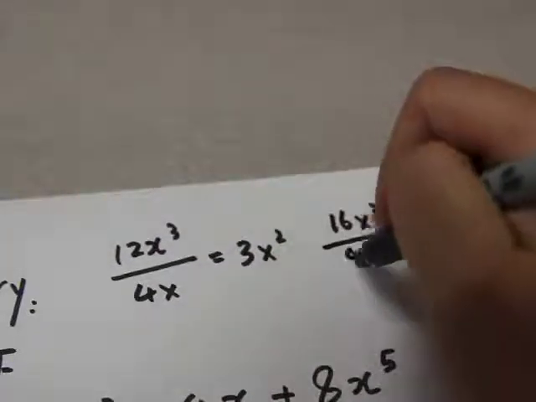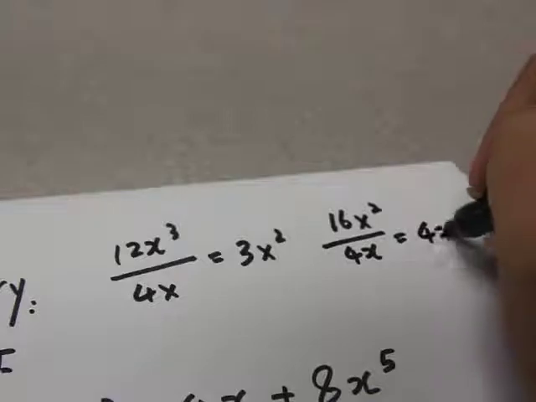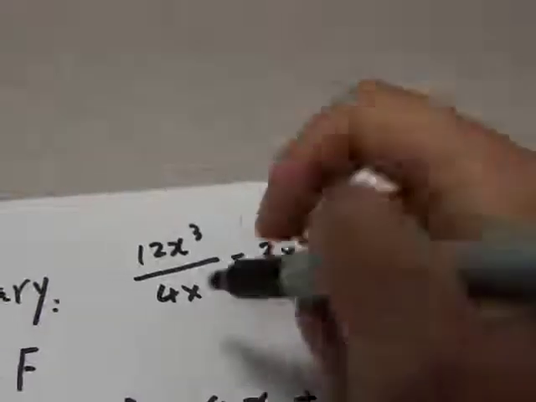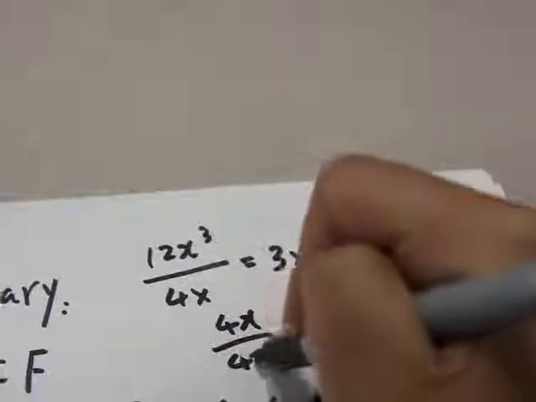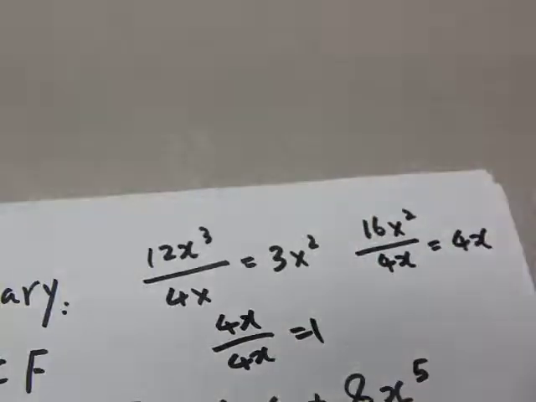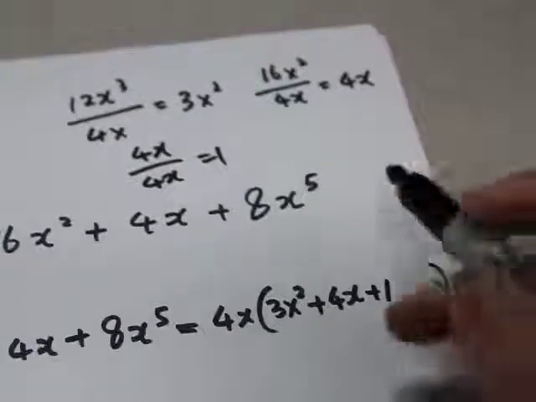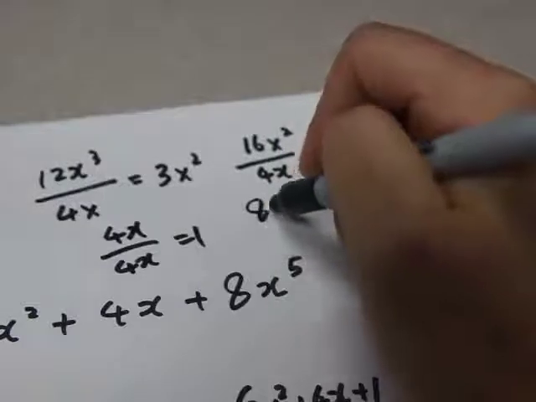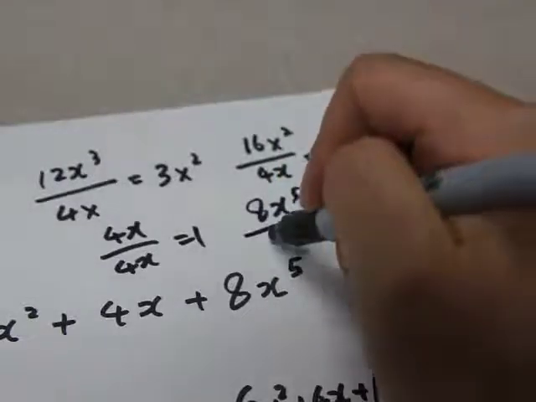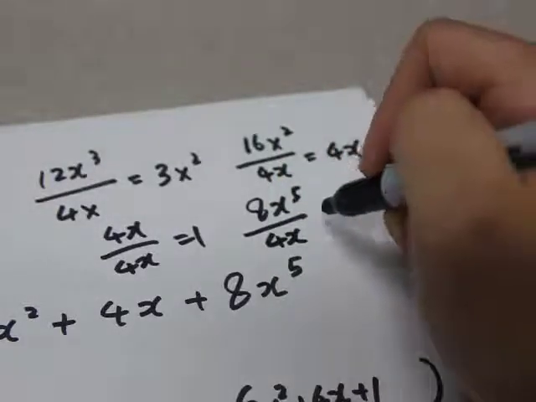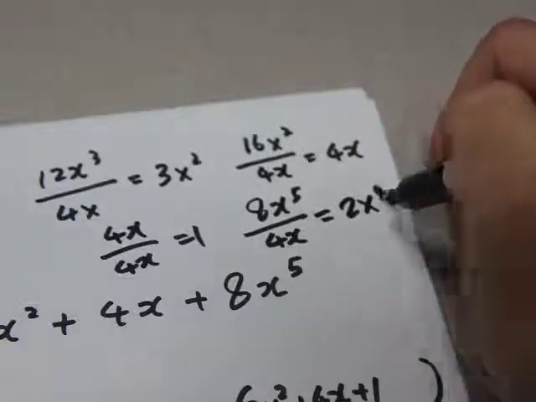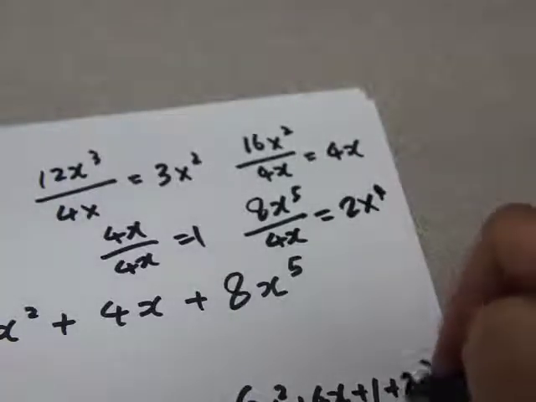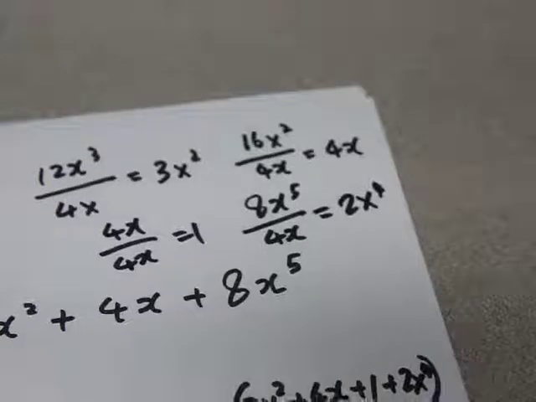16x squared divided by 4x. So it's 4x. So plus 4x. And 4x divided by 4x equals 1. So the third term is 1. And 8x to the fifth divided by 4x is 2x to the fourth. So the last term is 2x to the fourth.